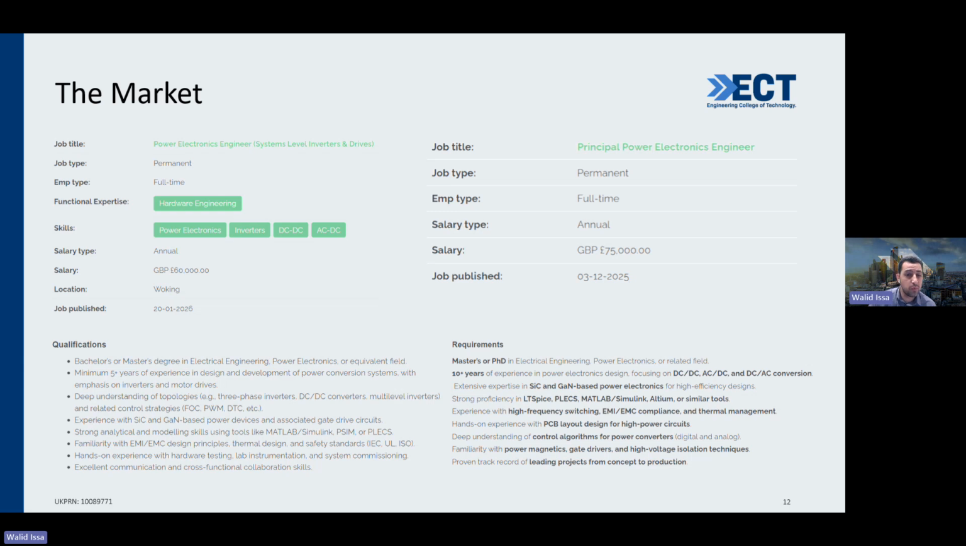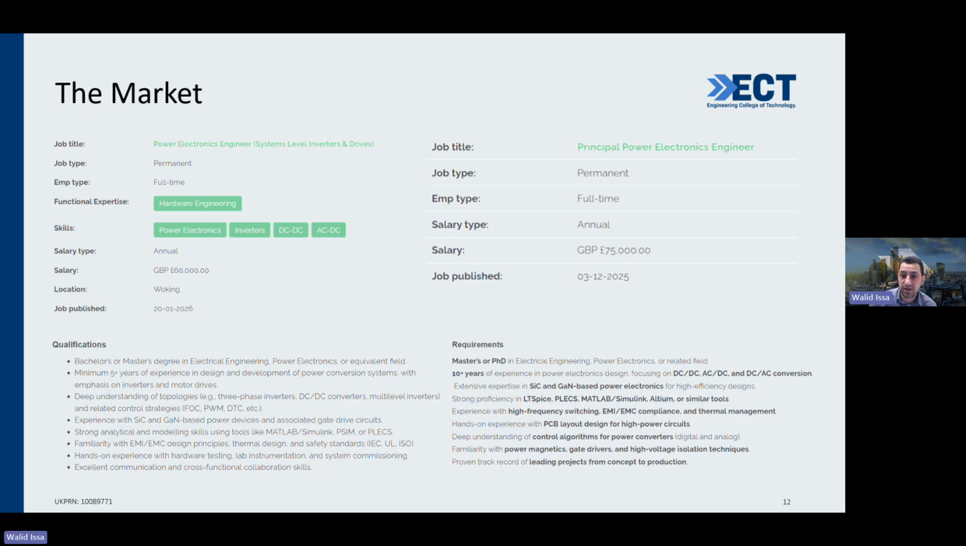And when you look at the description, you will find what you need to learn. You need to learn about converters, DC converters, AC converters. You will need to learn about PWM and different control strategies like FOC, field-oriented control, or DTC, direct torque control. You need to learn about using PCB design programs like KiCad or Altium. You need to know some machines and programs as well, like MATLAB or BSIM, and maybe one of the most popular is Altispice.